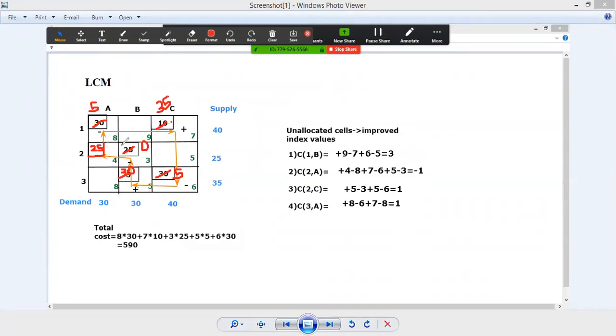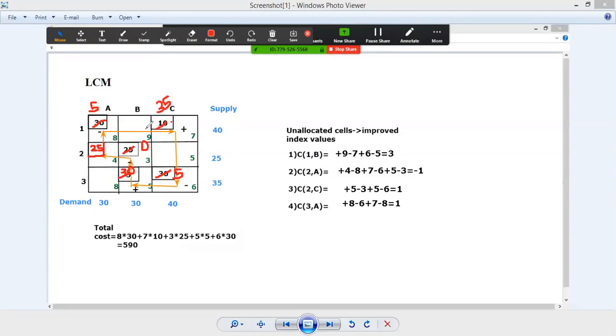Whenever we add something, everything should balance. Here we added 25, right? That is why in a few cells we have subtracted the values, and in a few cells we have added the values. At the end, everything should be balanced.